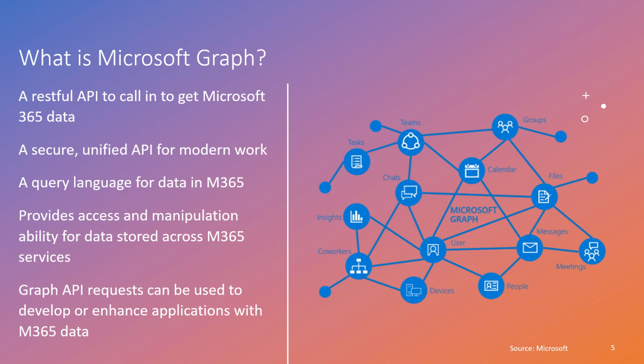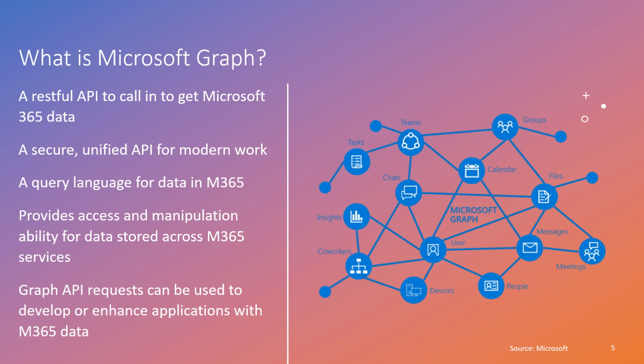Let's start with what Graph is. Graph is a REST API that you can use to connect to and interact with data in Microsoft 365 suite of services, that is Office 365, Enterprise Mobility and Security, and Windows 10, Windows 11 family of services. All datasets exposed out of these are exposed through the Graph API.